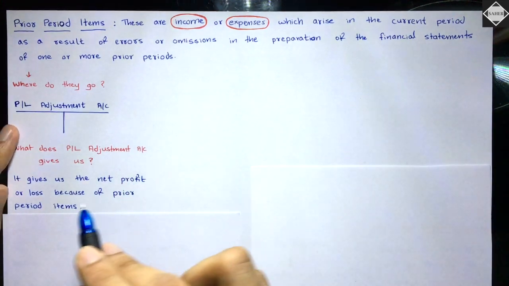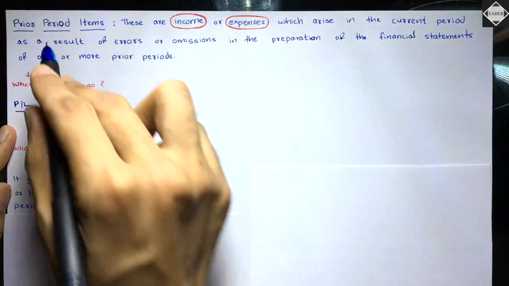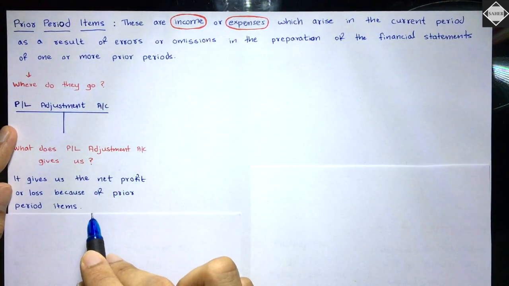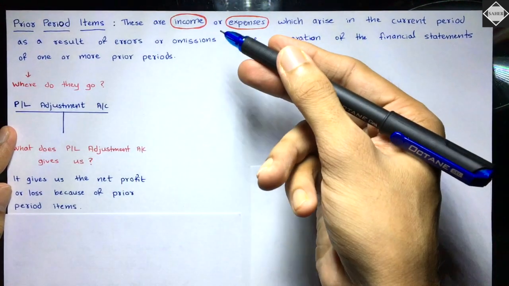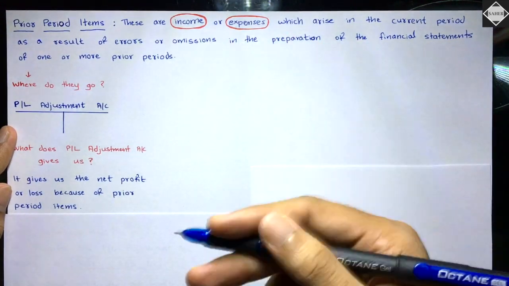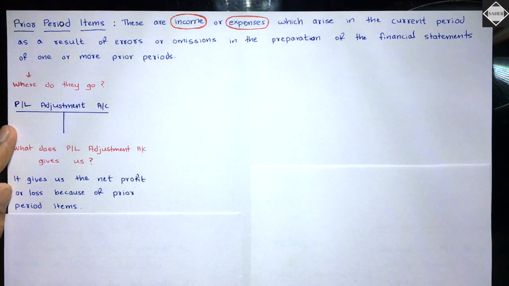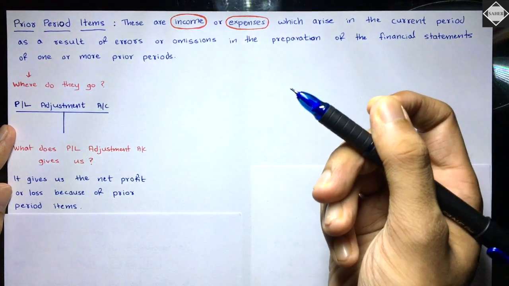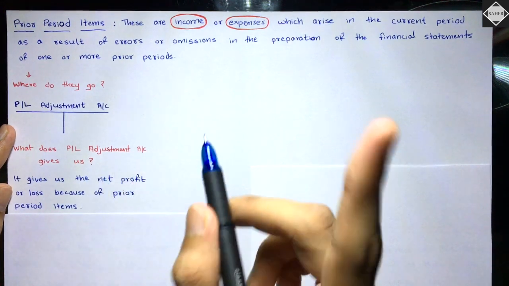It will give us the net profit or loss because of prior period items. These items have come into the picture. So because of these things, of course there will be a profit or loss. Now these are income and expenses, isn't it? So of course there will be net profit or loss, and that is what we get in the profit and loss adjustment account. Clear? Easy. You understood this?